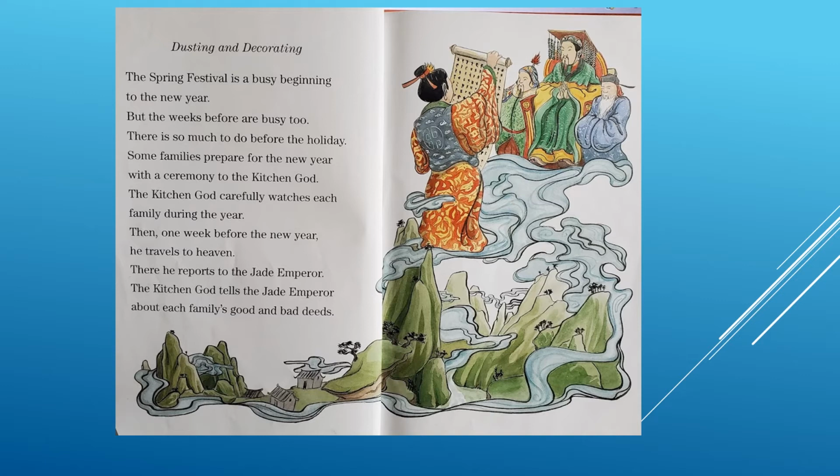Some families prepare for the new year with a ceremony to the kitchen god. The kitchen god carefully watches each family during the year. Then, 1 week before the new year, he travels to heaven. There he reports to the Jade Emperor. The kitchen god tells the Jade Emperor about each family's good and bad deeds.